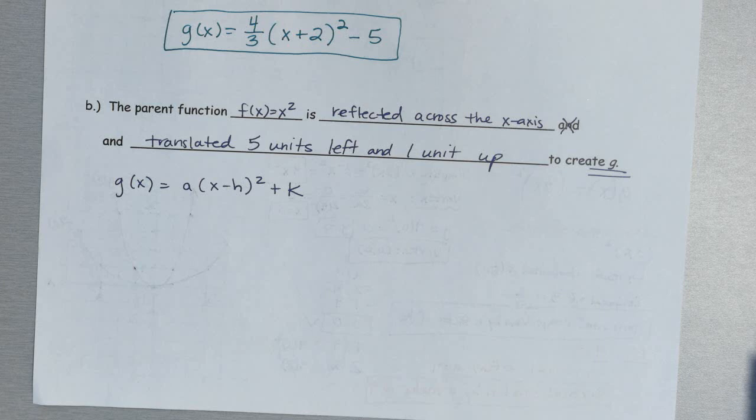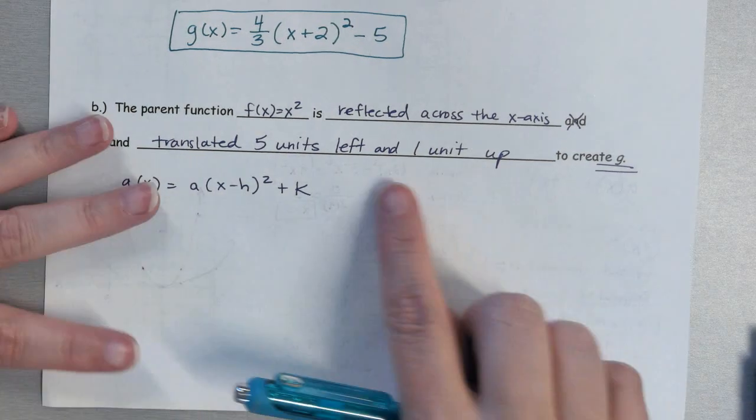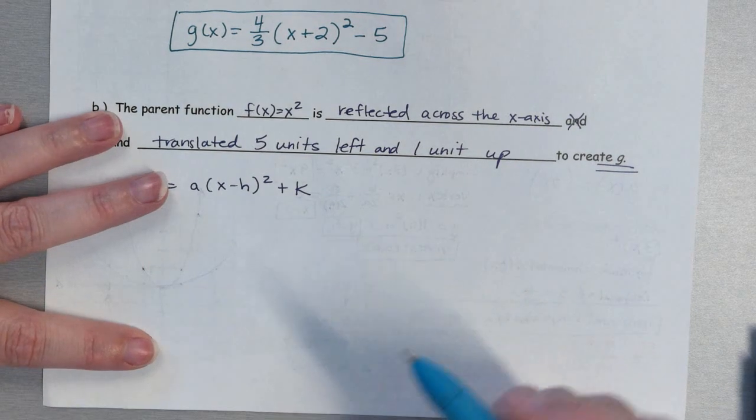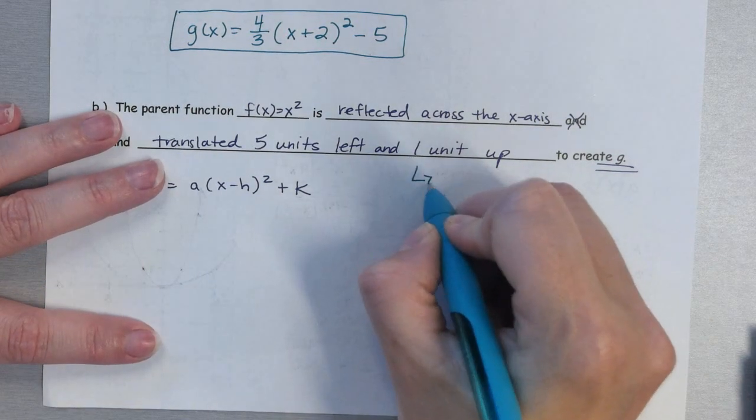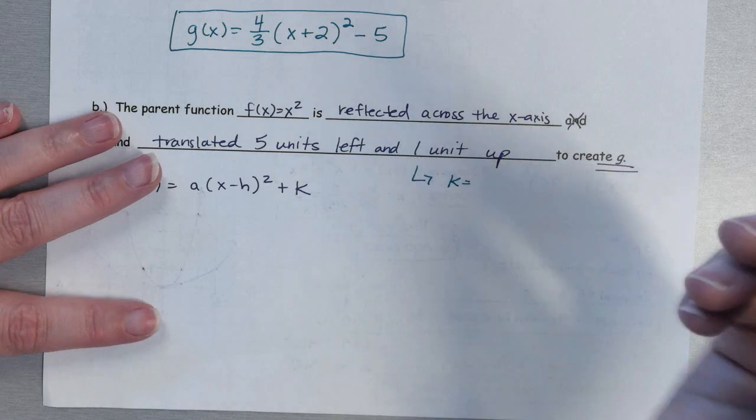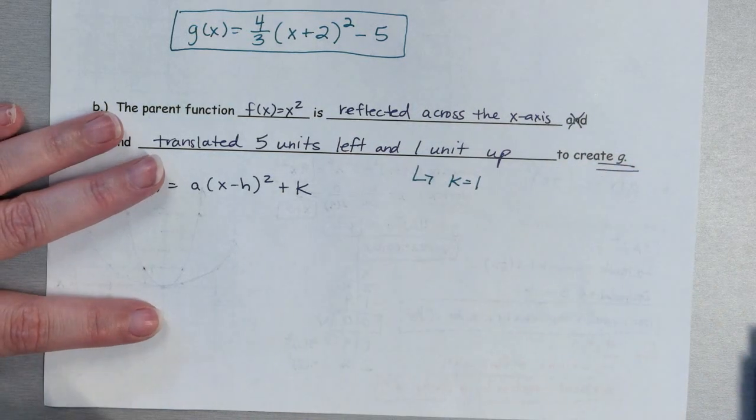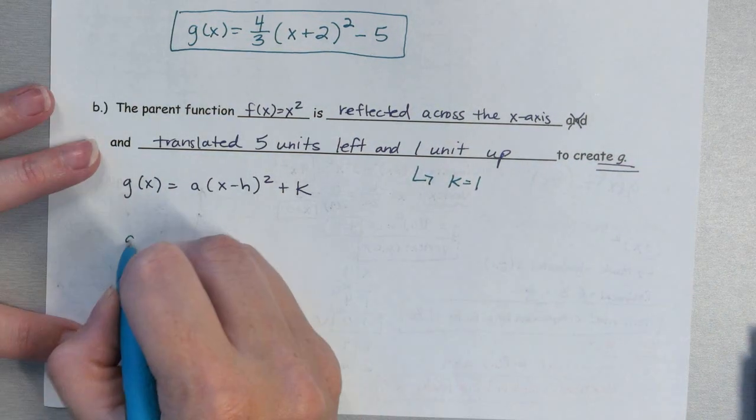Okay, so we're going to start with some things that we know. Dylan, can you tell me one value that you plugged in based on the description? For A, I did +1. Oh yeah, for K, yeah. In my mind I heard A. Okay, so yeah, for the 1 unit up, we know that that's going to be the K value. So the K value is going to be +1. Good.